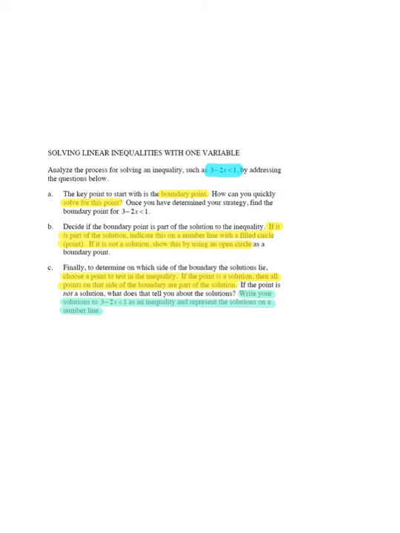How can we use this idea of a boundary point and a number line to help us solve problems that have inequalities? So the words say solving linear inequalities with one variable. And I'm going to walk you through the process. So we're going to start with this first problem. 3 minus 2x is less than 1. So what we need to do is solve for x.